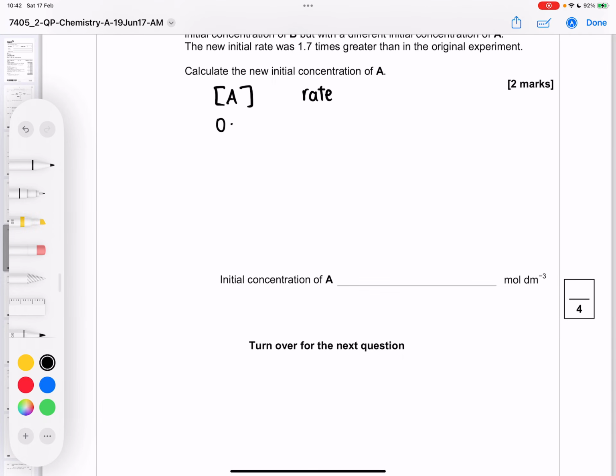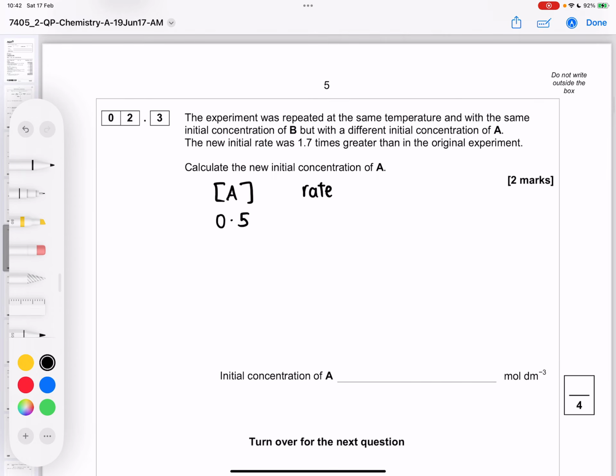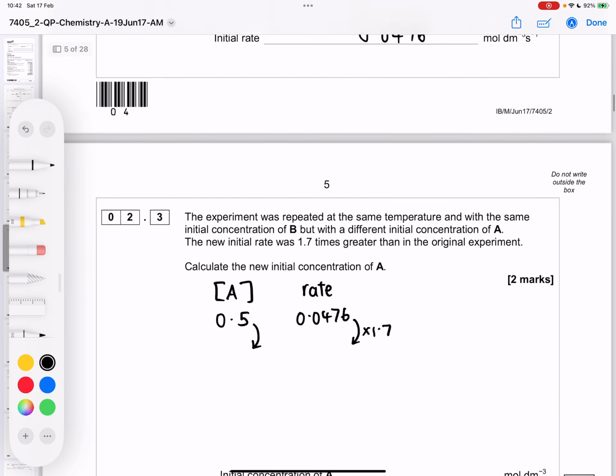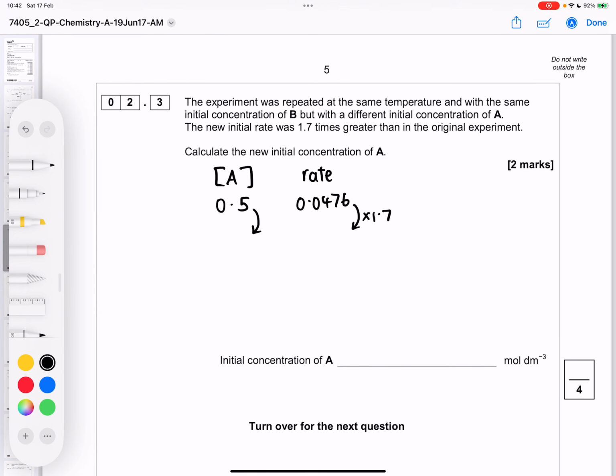And it doesn't really matter what we calculated our rate as, but just because we did it, I'm going to put in the value, 0.0476. Now it says that the initial rate was 1.7 times greater. Okay, and it asks us what was the new initial concentration of A. Now what we have to remember is if we had all the data in this table, how would we have worked out the order with respect to A, which in the question is second order. Okay, so whatever change had happened here, we'd have to square it to equal 1.7.